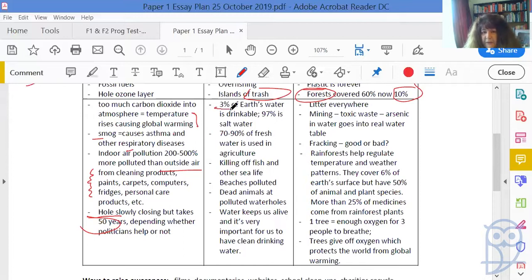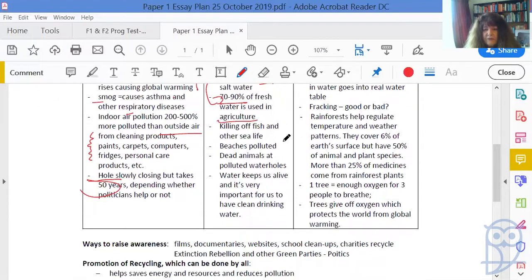Only 3% of Earth's water is drinkable. The rest is salt water. 70 to 90% of this 3% is used in agriculture, which is for growing crops and for animals. The toxins in the water, like the sewage, is killing off fish and other sea life. Beaches are polluted. Dead animals at polluted water holes because of the chemicals in there. So water is very important, and we all need clean drinking water.